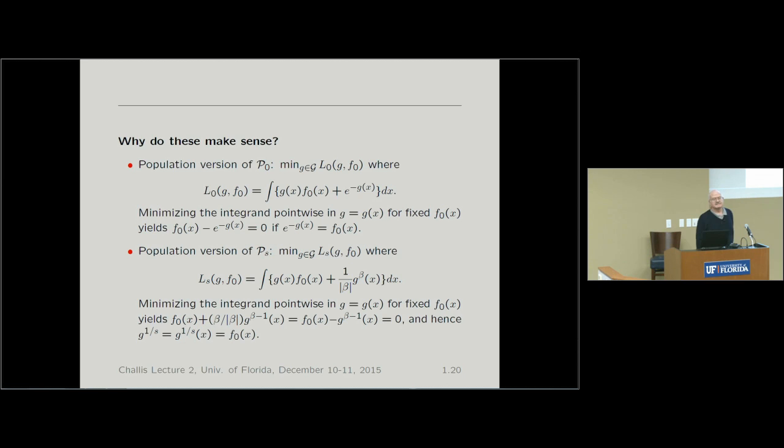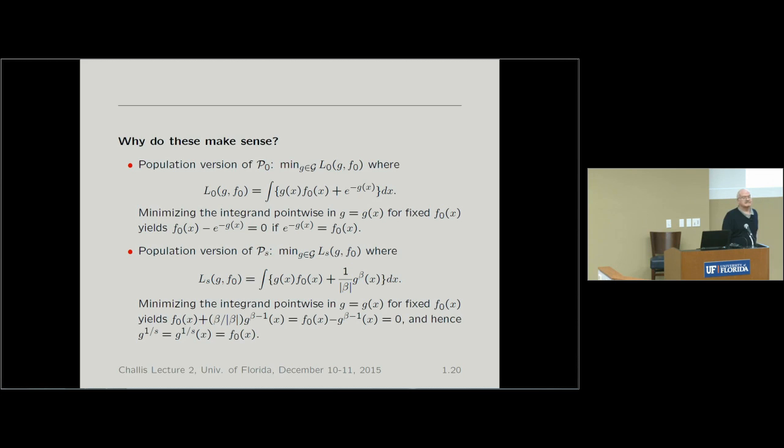So this is Fisher consistency in the optimization problem in the population. What I'm really doing is getting at a simple-minded approach to Fisher consistency. Similarly, for the population version of the problem, the primal problem for these Renyi divergences, you write down an integral. You try to minimize that integrand pointwise in G for fixed F0x. And lo and behold, it works out like a charm. Again, you've got something that's nicely convex, and you get the right answer.